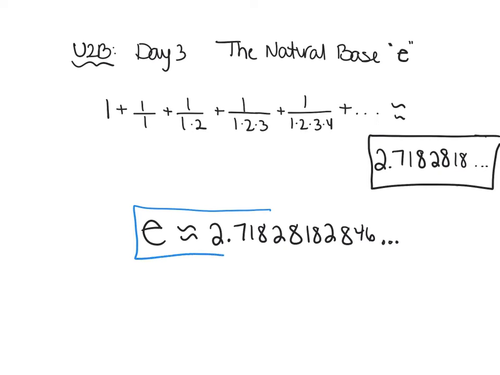Your calculator, though, does have an e button. So if you were to look at that, you would see it, and it'll use the full decimal. But e is approximately 2.718, just like pi is approximately 3.14.